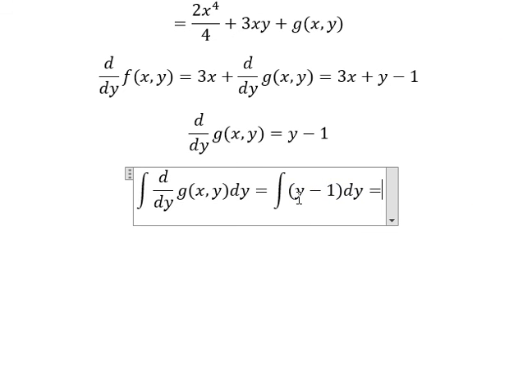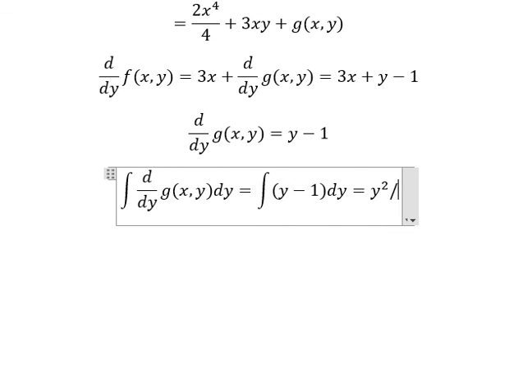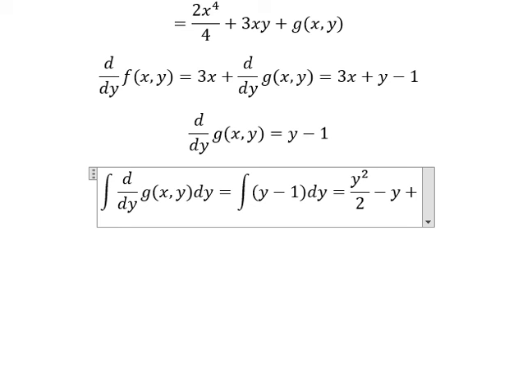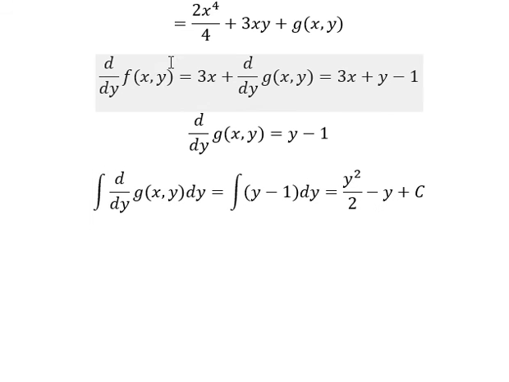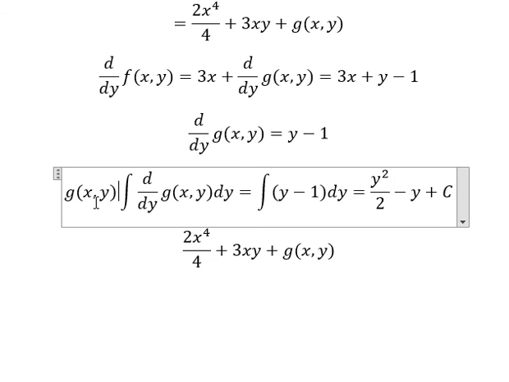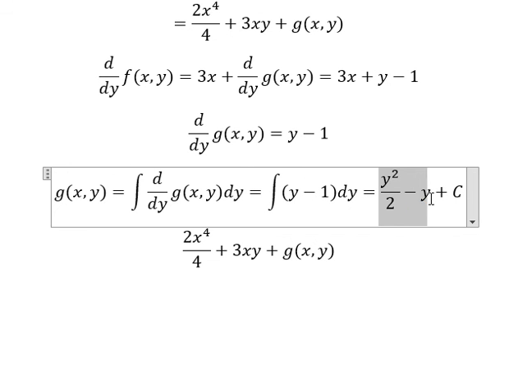The integration of y, we have y squared over number 2. This one we have y and I will put c. Now we go back in here. The integration of this one, we have 3xy. 3xy equals this one.